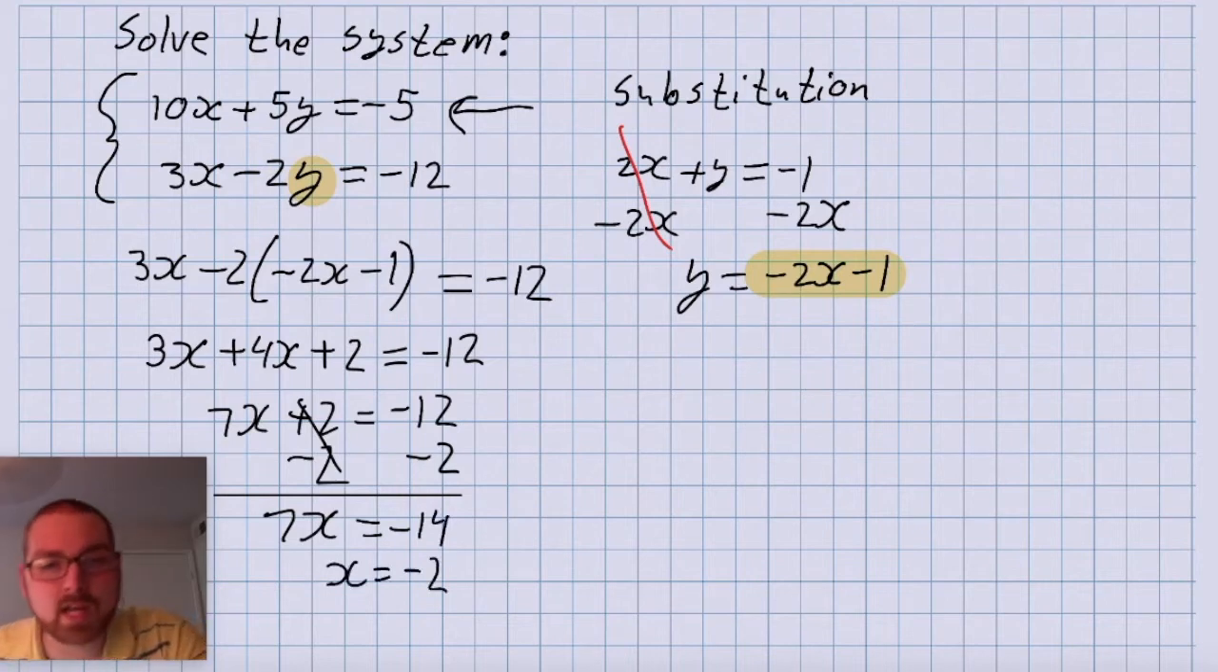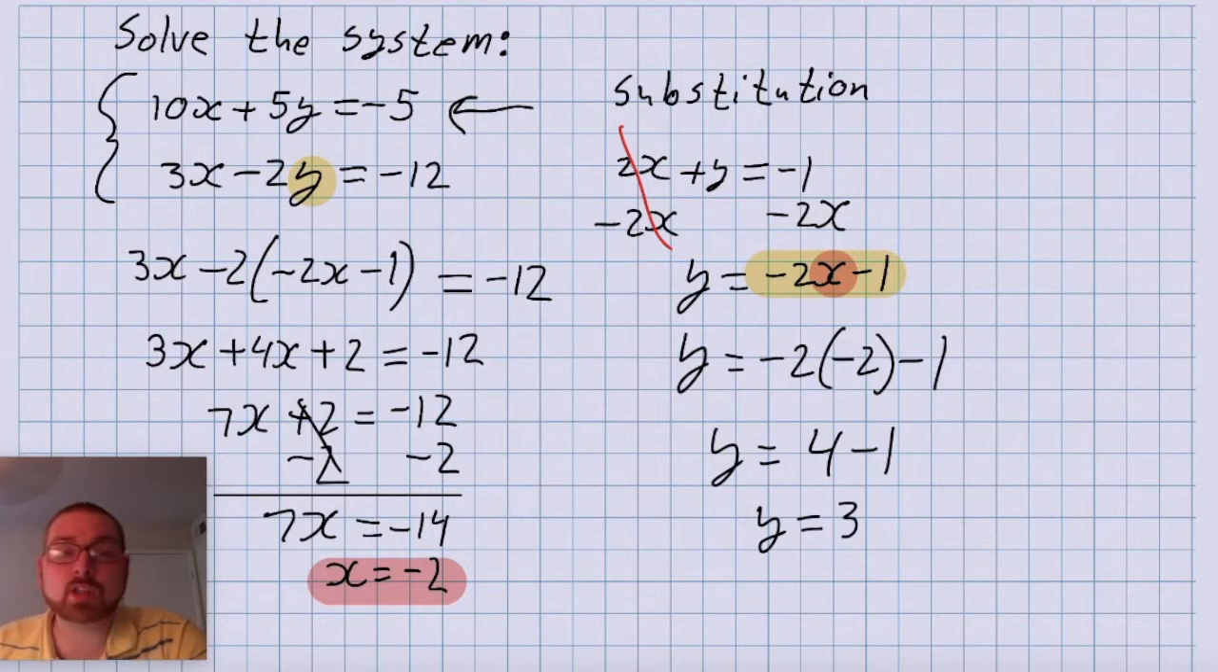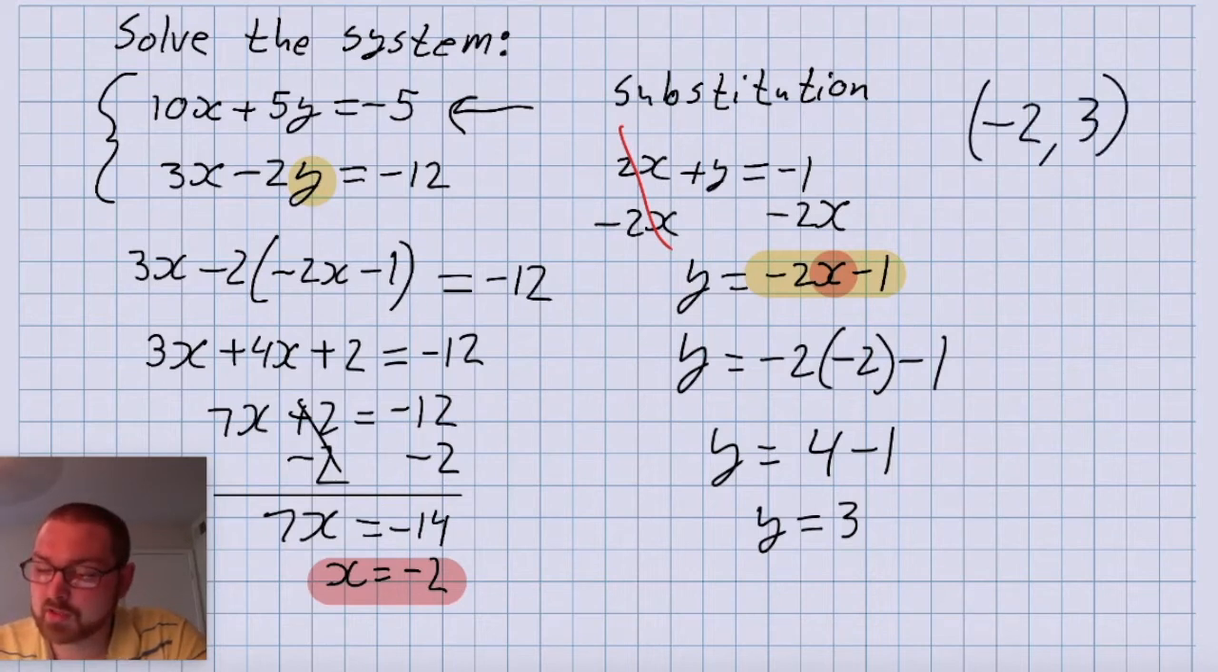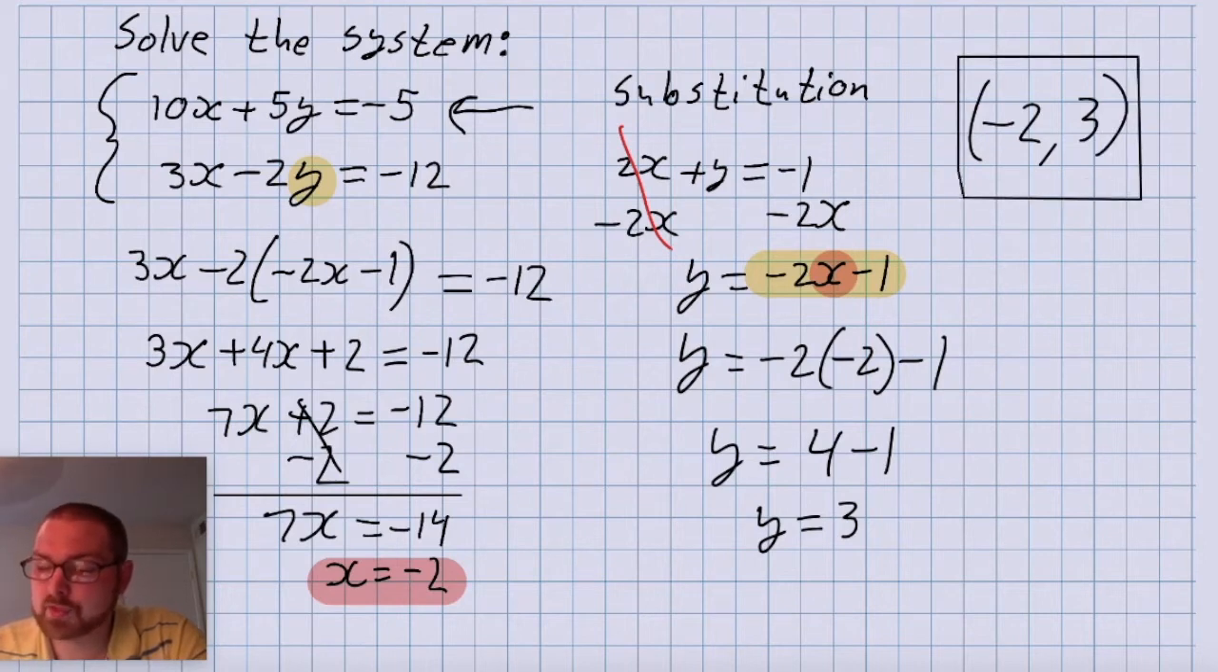Now that I've found x, we're going to go back to a substitution system. Everywhere I see an x here, I can plug in y equals -2 times -2 minus 1. Y equals positive 4 minus 1, so y is equal to 3. Now I should have my solution, which is going to be an ordered pair. So my solution to this problem is -2 comma 3. That's how you would work a problem like this using the substitution method.